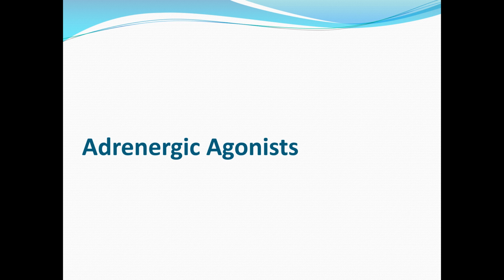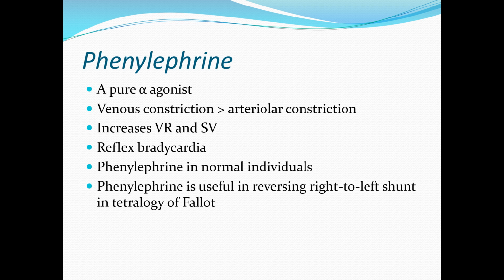So next we're going to talk about some specific adrenergic agonists. The most common one that you use pretty much every day is phenylephrine. It's a pure alpha agonist. It increases both venous constriction and arterial constriction in a dose-dependent manner. And usually at normal dosing, you have more venoconstriction than arterioconstriction.